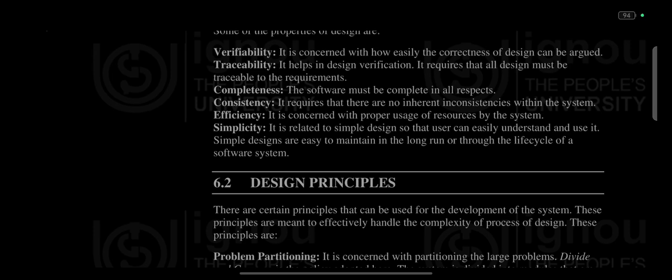Verifiability: it is concerned with how easily the correctness of design can be argued. Traceability: it helps in design verification. It requires that all design must be traceable to the requirements. Completeness: the software must be complete in all respects. Consistency: it requires that there are no inherent inconsistencies within the system. Efficiency: it is concerned with proper usage of resources by the system. Simplicity: it is related to simple design so that the user can easily understand and use it. Simple designs are easy to maintain in the long run or through the life cycle of a software system.